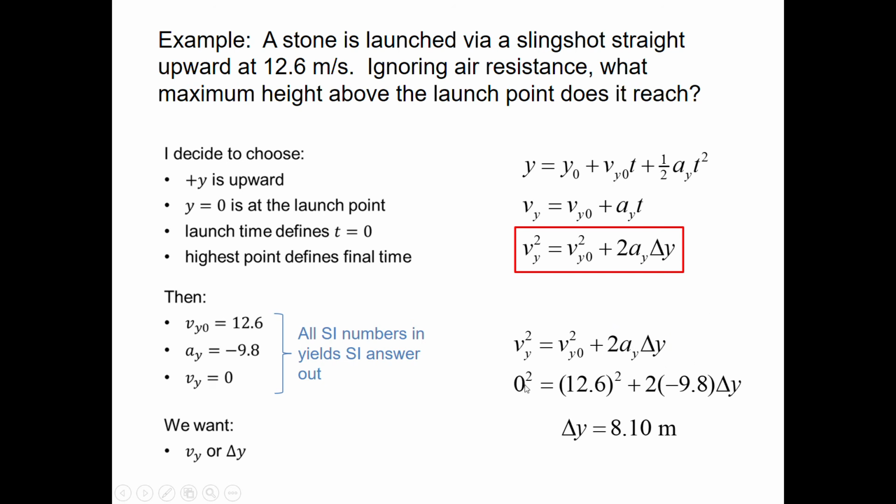Just rewriting it down here and plugging things in. Vy final, we said, is 0. Okay, that defines final. It's whatever the time is when the velocity momentarily comes to 0 at the highest point. Vy initial is 12.6. That's positive with our axis convention, and ay is minus 9.8. So it's important that you get those minus signs correct in here. And the thing we want to solve for is delta y, and all I can do is plug those in, bring this one over to the other side with a minus sign, and then divide by this negative number that's multiplying there, and we get delta y as 8.1 meters.